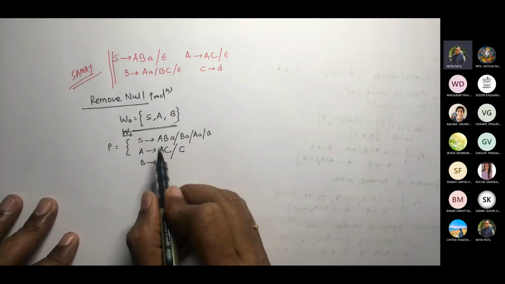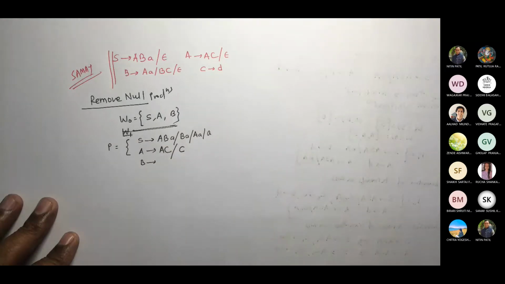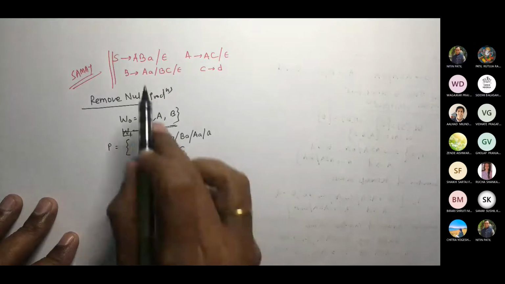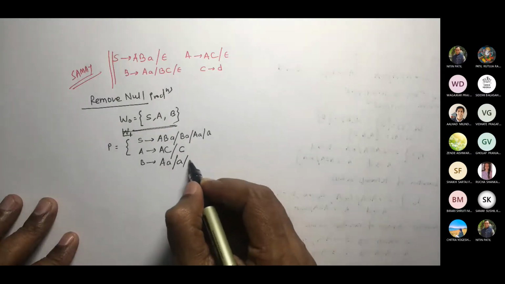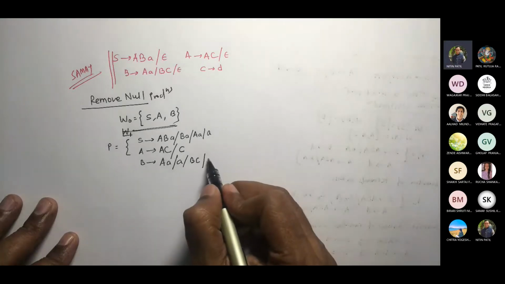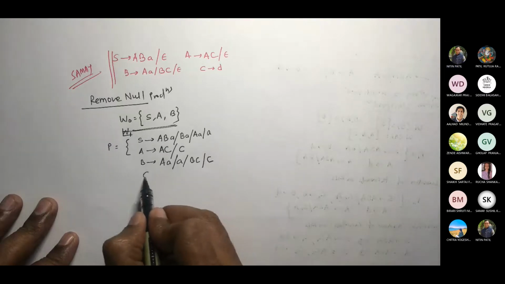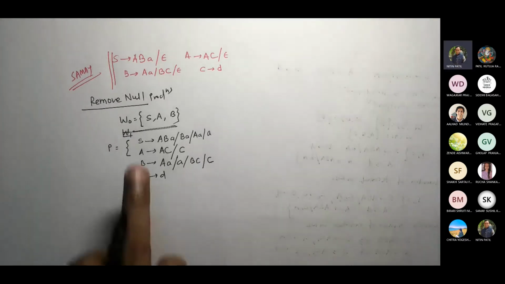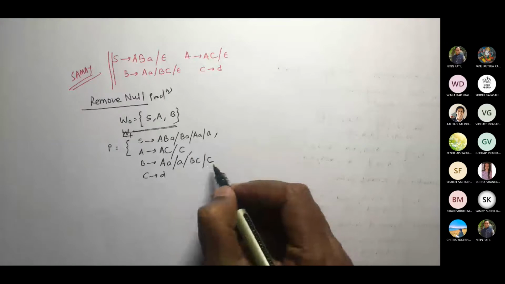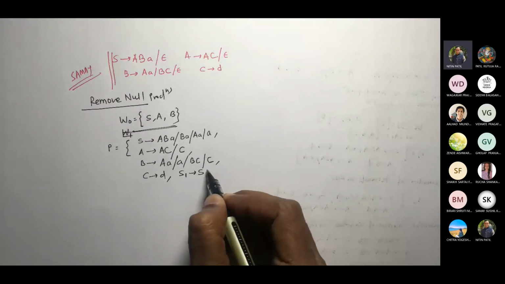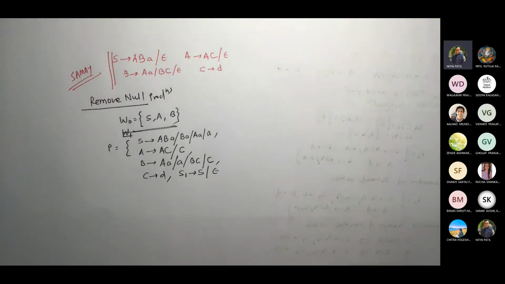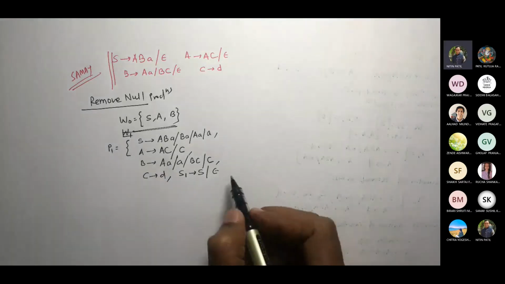Next. B gives AA. Is A nullable? Yes. That means only A. Then BC. Is B nullable? Yes. That's why C. Done. And C gives D. Now you see that S is nullable. That's why you have to add S1. S1 gives S. S1 gives epsilon. Is that fine? Yes, sir. Okay. So this is your production set 1.